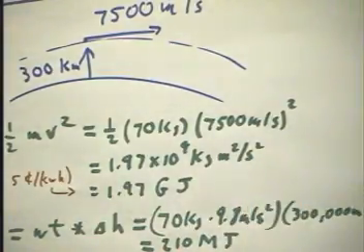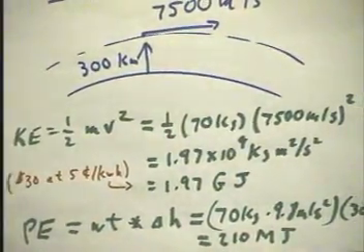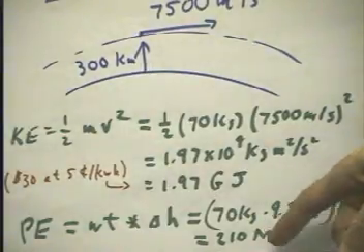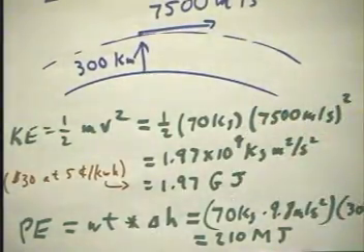210 megajoules. Now we notice that this potential energy is a lot less than the kinetic energy. It is only about 1/10 of it in this case.